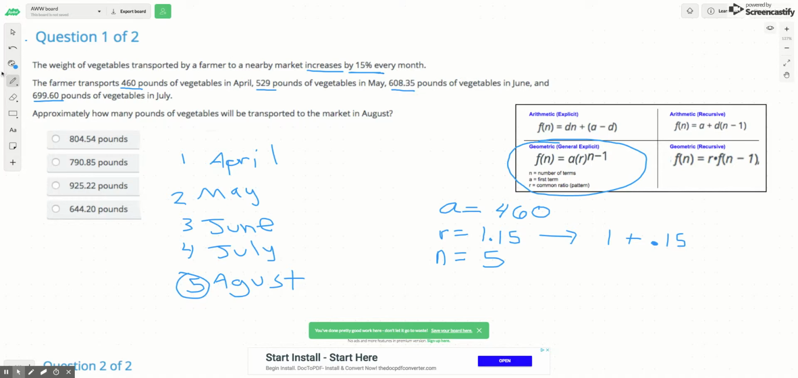Now let's use this formula to get what we're looking for. So we're going to have 460, and then R, I'm going to multiply that by 1.15. And I'm going to raise that to the n minus 1 power. My n is 5, so I'm going to subtract 1 from 5. So it's going to be to the 4th power. Then when you plug all this into the calculator, you're going to get approximately 804.54 pounds, which is this value.